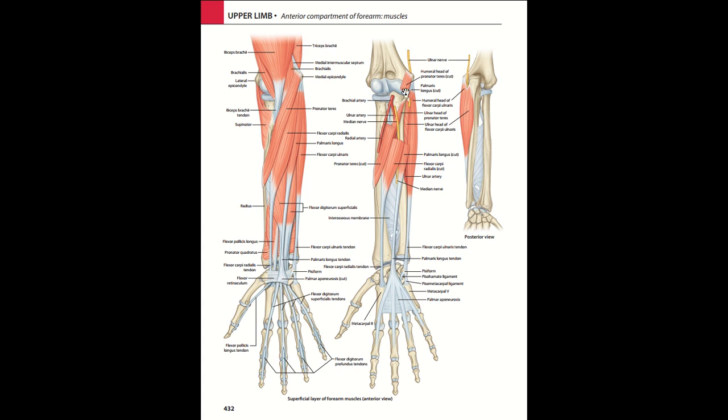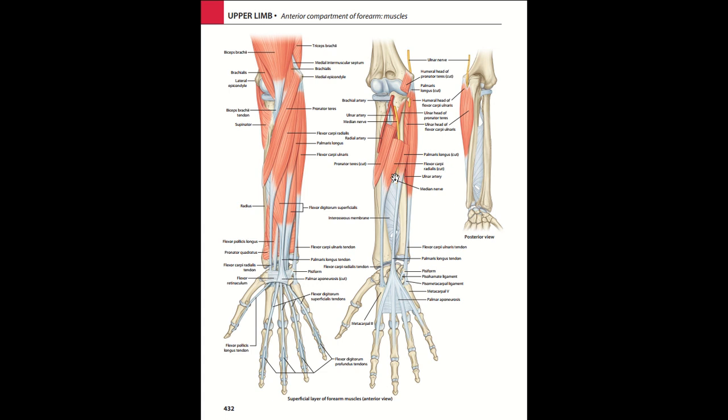So the humeral head and the ulnar head actually join, and then they insert on the lateral aspect of the shaft of the radius, which is where you find the pronator tubercle. This muscle is very important because it forms the medial border of the cubital fossa, and it's also a pronator of the forearm, right?